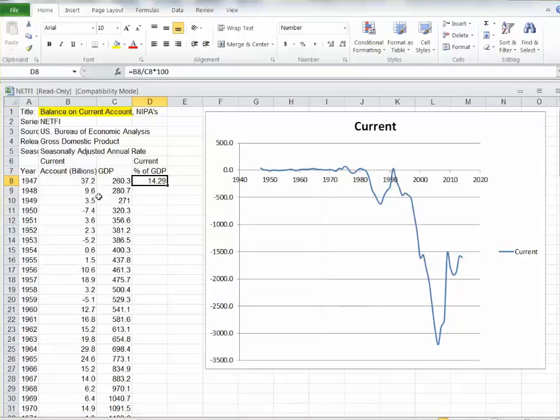So basically this current account balance, which was a positive 37.2 billion, compared to GDP in 1947, which was 260.3 billion, represents 14.29% of GDP. This number is, compared to GDP, about 14.29%. Then I can run that number all the way down like this.